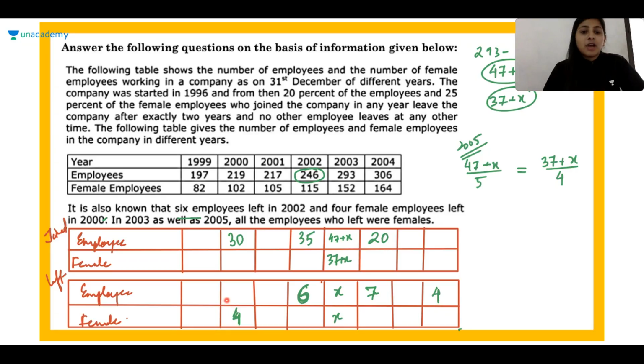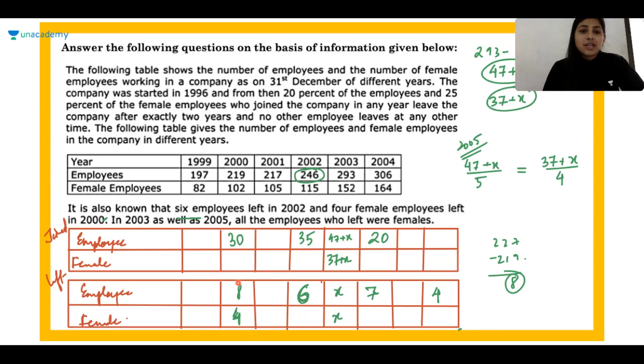Okay, similarly here, how many will leave here? If 30 joined here, this number should have become 197 plus 30, 227, but instead it became 219. What is the difference? It's 8. So which means 8 employees would have also left here. Okay, for employees we are done.